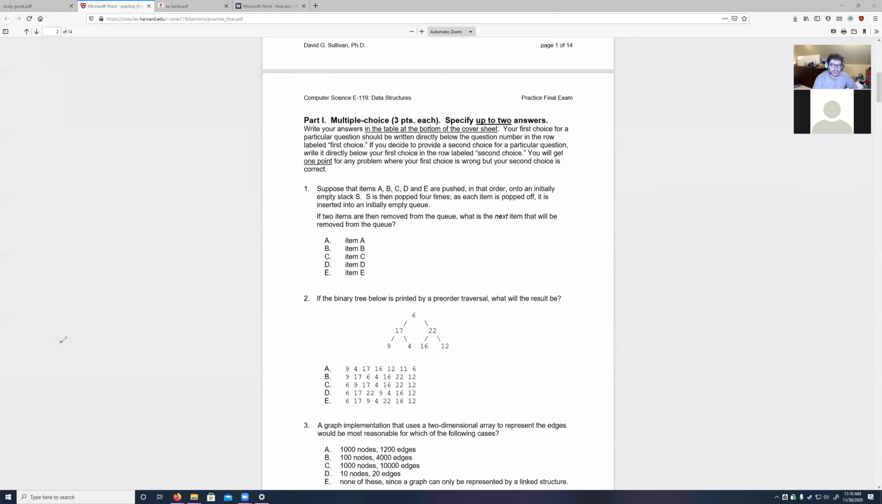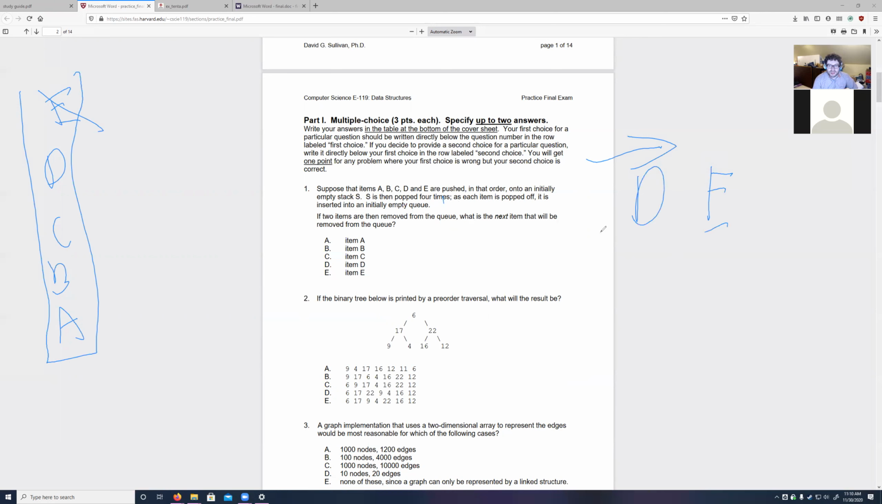We've got, suppose A, B, C, D, and E are pushed in that order into a stack, a badly drawn stack that's initially empty. Then we pop this 4 times, and each item, as we pop it off, is put into a queue. So let's go ahead and draw our queue over here, which is going to go this way. So E, D, C, B, right? Stacks are first in, last out, and queues are the opposite, which is first in, first out.